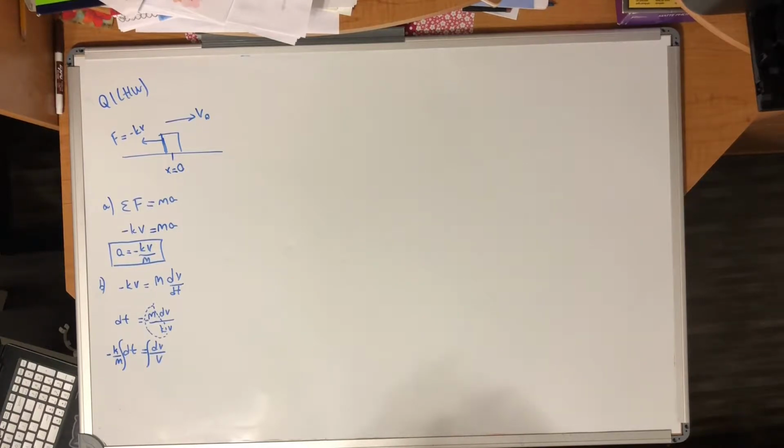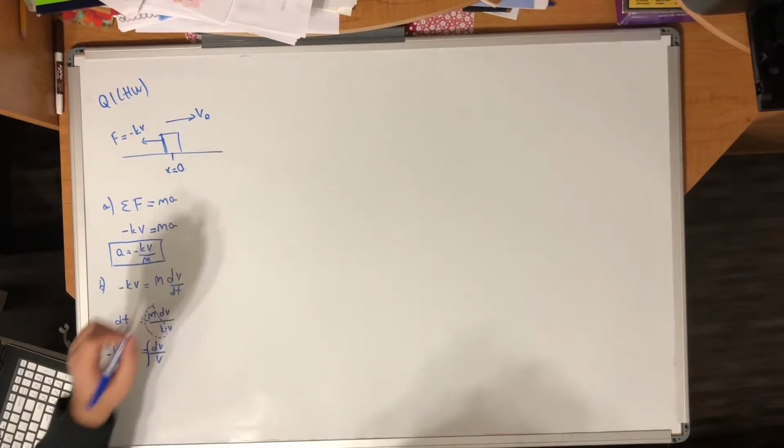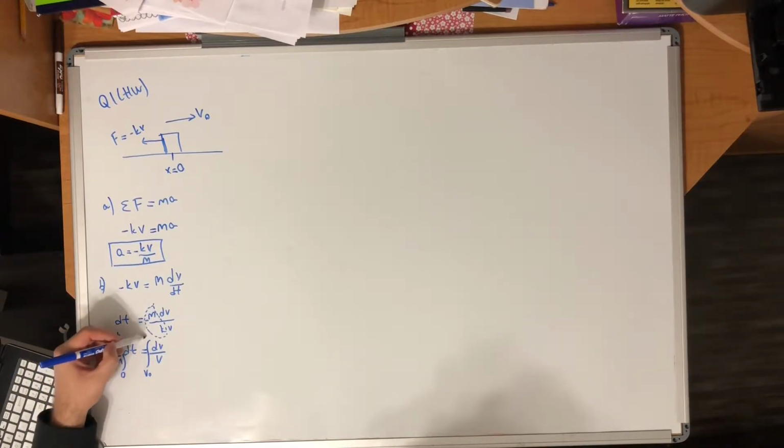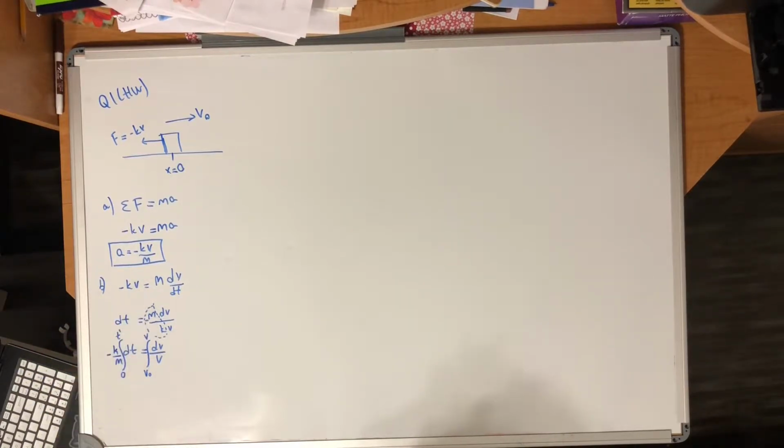And now we need to figure out my initial and final boundaries. I'm going to start at time equal to 0. And when time is 0, my velocity is not 0 this time. What's my velocity when time is equal to 0? It's going to start from v0. It's going to go from 0 time to any time t, and from v0 to any velocity v. But we were using primes to describe those, so it's just going to be primes.